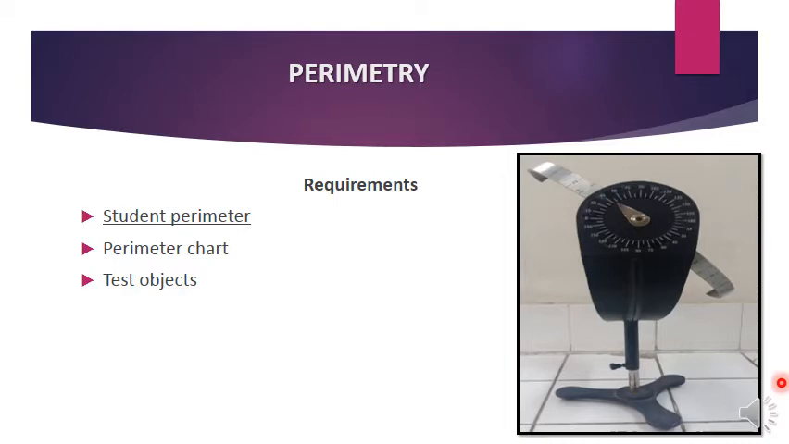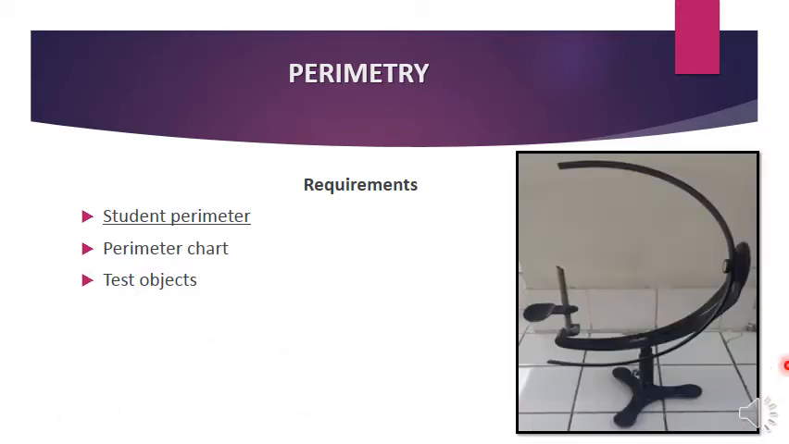The real picture showing the student perimeter base. Now this is the dial with a pointer. The dial has various markings denoting angles of meridians. On the metallic arc, the markings are engraved and they represent the angles between the visual axis and test objects.